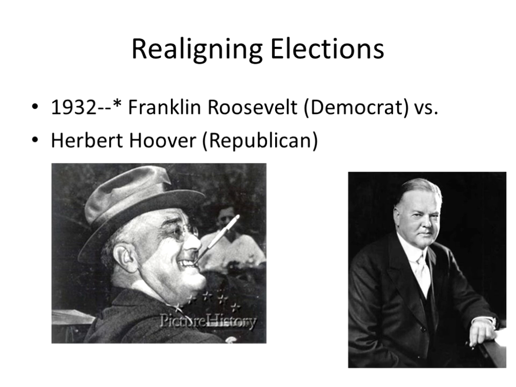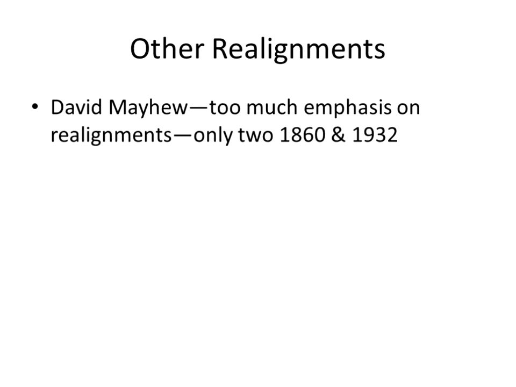And the last of our realigning elections, with Roosevelt winning in 1932, Roosevelt there on the left, Hoover on the right in these two pictures. And that ushers in a period for the Democrats to have dominance after that election in 1932.